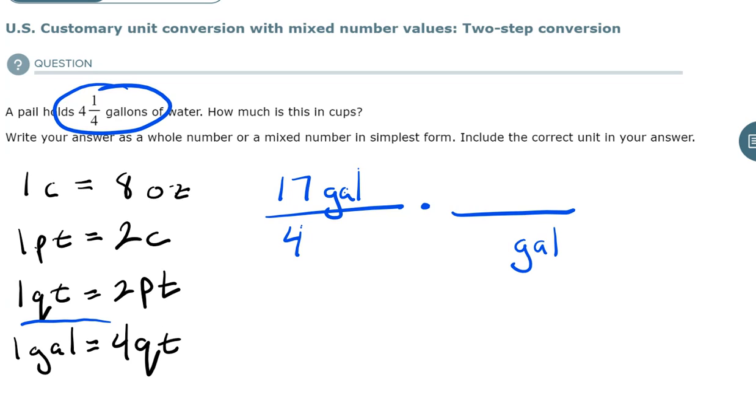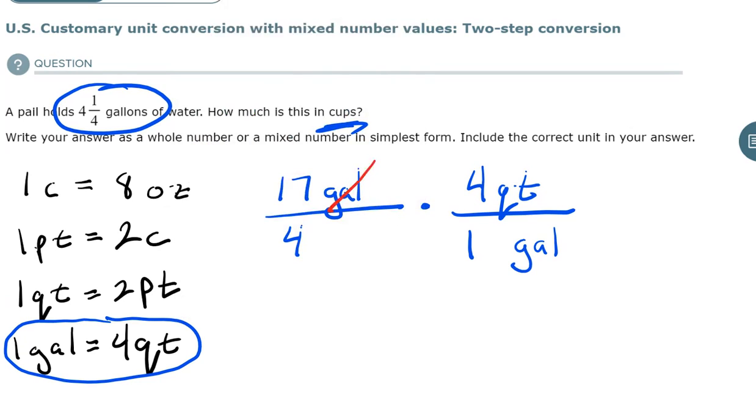But the only thing I have is gallons to quarts. I want to end up with cups. I can't go directly from gallons to cups. So what I'm going to do is go from gallons to quarts. So I'm going to say 1 gallon is the same as 4 quarts. Okay, well, I can start doing some reducing now. Gallons over gallons gives me 1. 4 over 4 gives me 1. So I have 17 times 1 times quart. It gives me 17 quarts over 1 times 1, which is just 1.